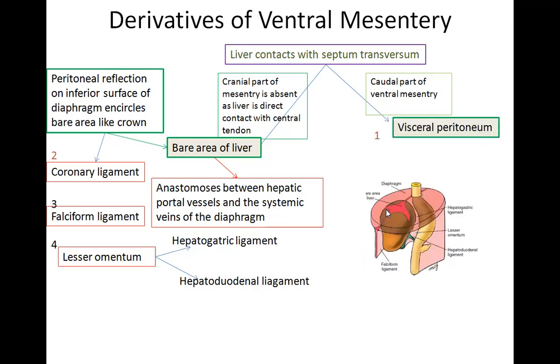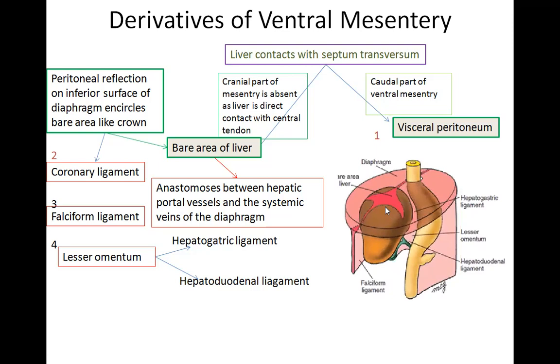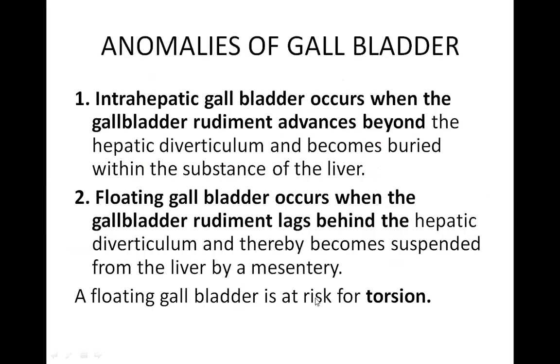Now over here, this is the part which is closely adherent to the septum transversum. So this forms the bare area of the liver, and the peritoneal reflection which surrounds it will form the coronary ligament. This one is the falciform ligament, and also the part of the mesentery which is caudal to this will form the visceral peritoneum. And this one is the falciform ligament, I've already told you.